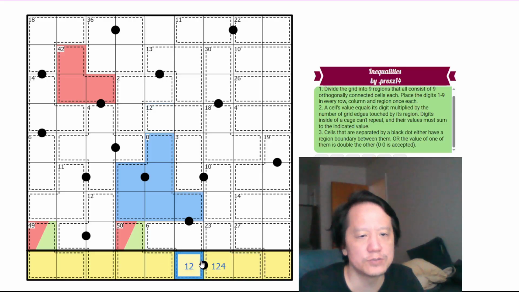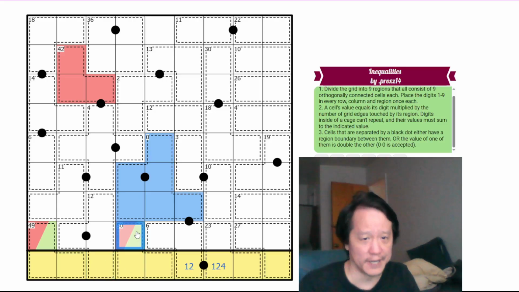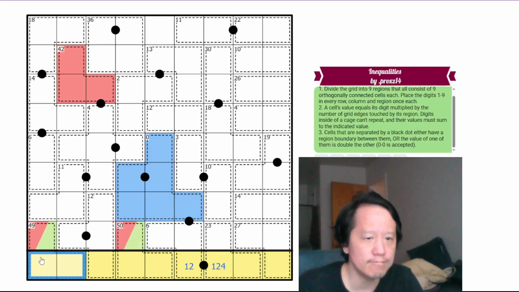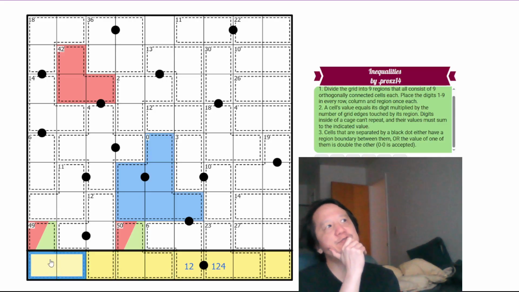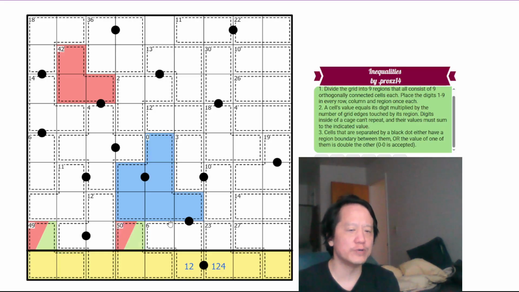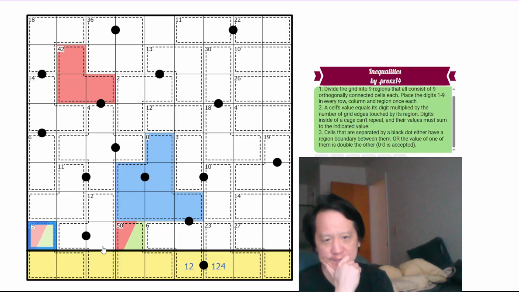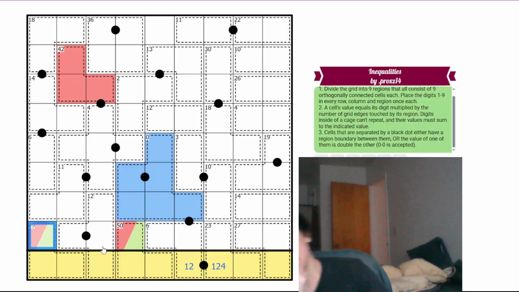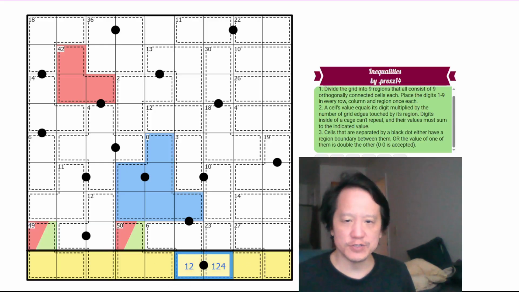Touches 3, touches 3, touches 3. This is touching at least 1. Times 3. Okay. Times 3, you have 6, 7, 8, 9, which is 30 at most. Times 3 is 90. So these have to add up to at least 9, which is 49 plus 50. We are guaranteed one of these digits is a 2.